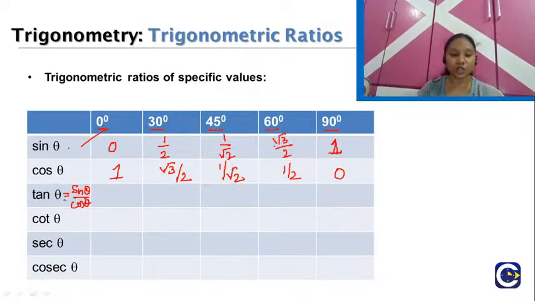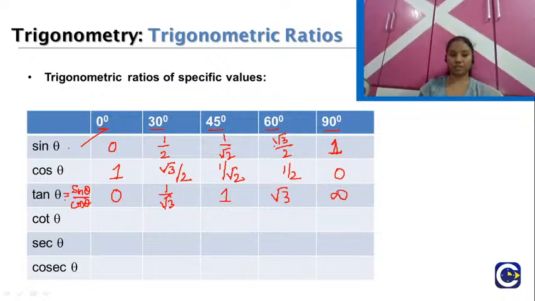So now here it will be the first one. Tan 0 degrees is equal to sin 0 by cos 0, which means 0 by 1, which will be 0. And here 1 by 2 divided by root 3 by 2 will be 1 by root 3. And 1 by root 2 divided by 1 by root 2 equals 1. And here it will be root 3. And here if you observe, it will be 1 by 0. So 1 by 0 is nothing but infinity.